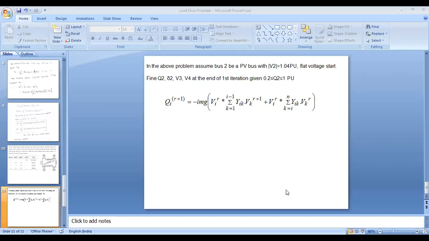Everything is the same, but the only difference is that the second bus, which in the previous case we considered as a PQ bus, we are now going to convert into a PV bus. That is the problem we are going to see. I'm going to share my screen here. Today also we are going to have the PowerPoint presentation. I think my screen is visible. I told you several times that if you are unable to see my screen or listen to my voice, you should raise a hand or put a small message in the chat box.